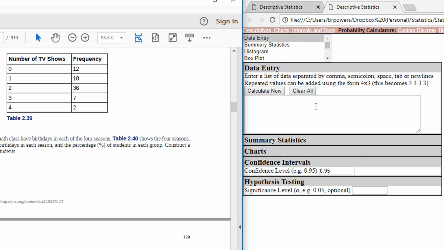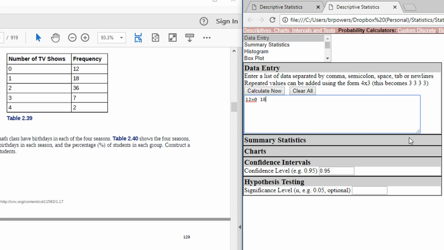Under data entry, if you have some stuff there, just click clear. Now we have 12 kids said they watched 0 shows. Now rather than writing 0 twelve times, I can use this notation, 12x0. That's going to be interpreted as 12 zeros. 0x12 is not going to work. It has to be 12x0. The frequency has to come first. I went back and forth on this, and apparently this is the correct way of doing it. So I'm going to go with that, and that's why I have this reminder up here.